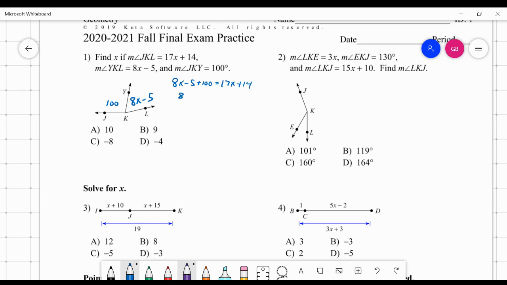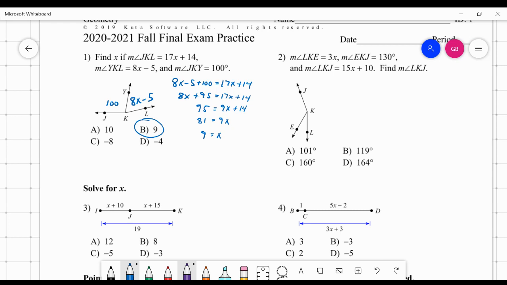So I'm going to combine like terms. I'm going to subtract 8x from both sides, and then I'm going to subtract 14 from both sides, and then divide by 9. So x is equal to 9.